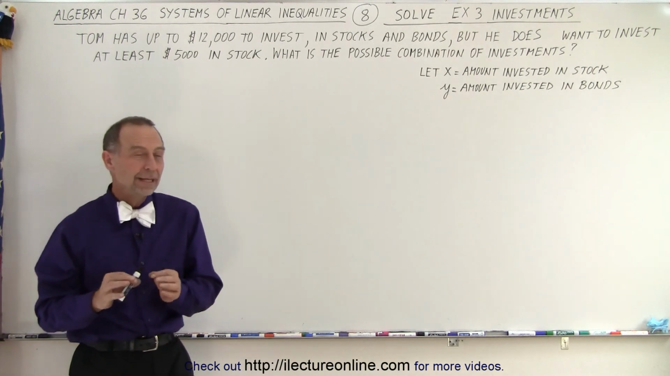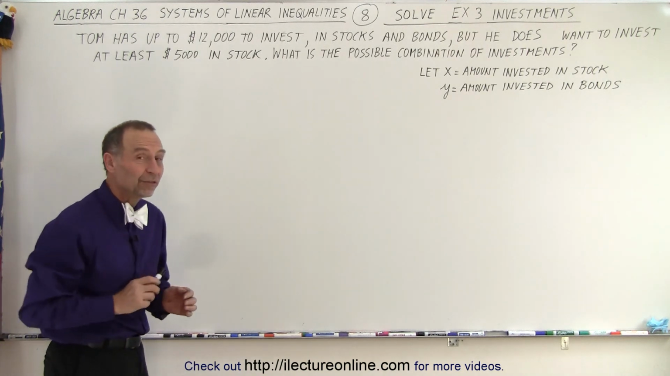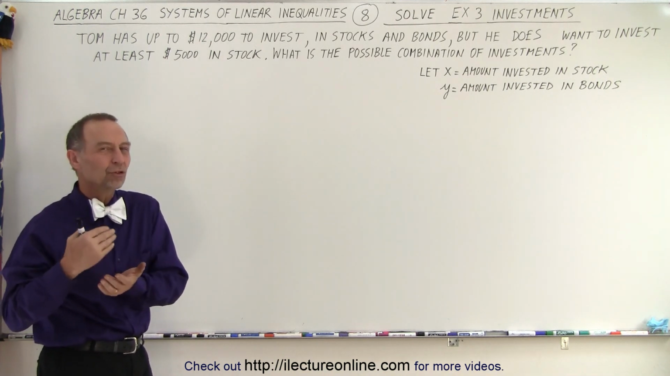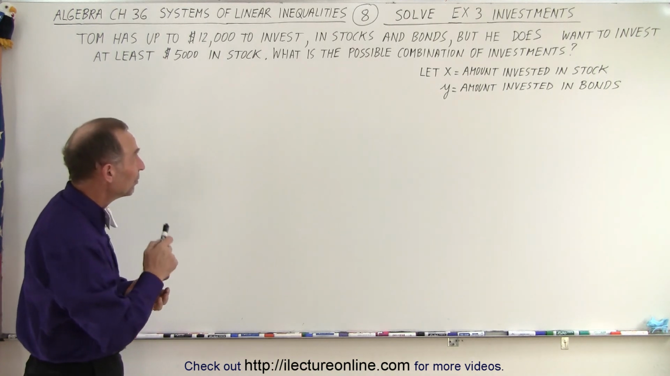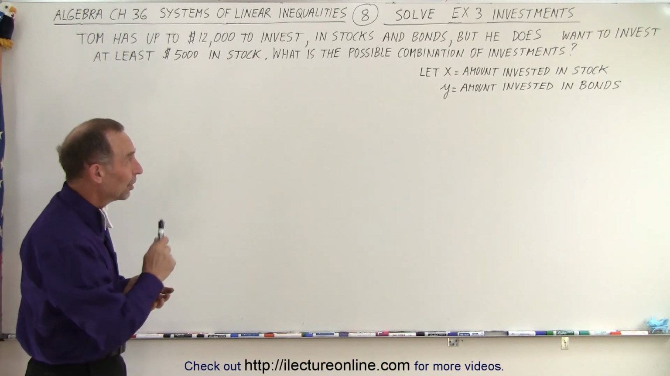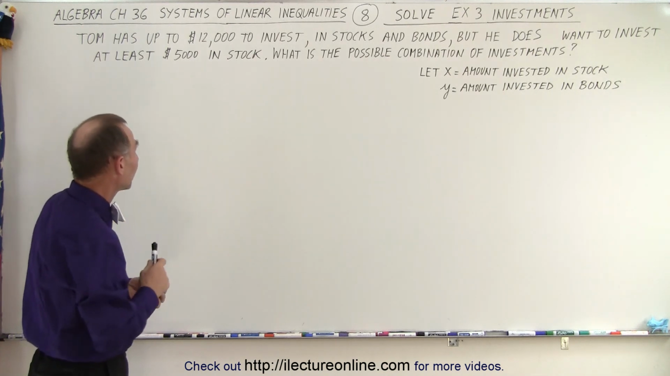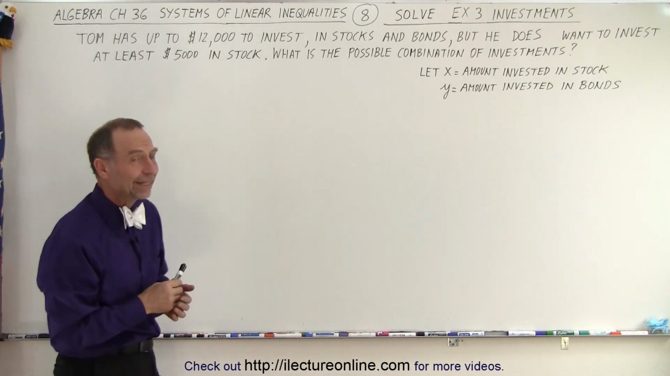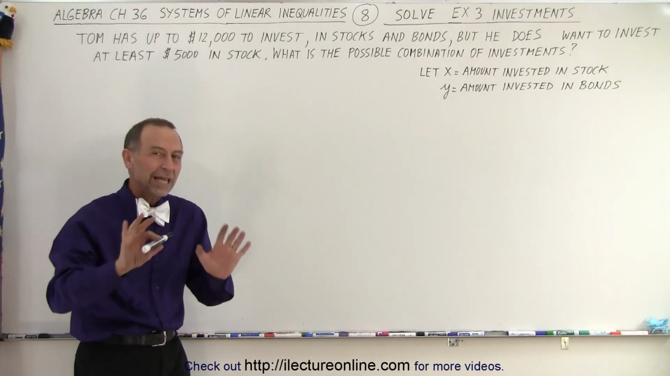We have Tom that can invest up to $12,000. He doesn't potentially want to invest all of it, but he has as much as $12,000 to invest in stocks and bonds. But he does want to invest at least $5,000 in stock. What is the possible combination of investments that he can have? So it's going to be a range.